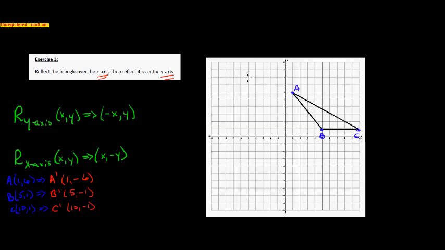Alright, so I jump over here and reflect those and graph those. Oops, that's not the right point. What am I doing? Take that off of there. A prime is going to be 1, comma negative 6, which is going to be down here. I'm reflecting over the x-axis, not the y-axis. Okay, so that's A prime. And B prime is going to be 5, negative 1, which is right here. Okay, and C prime is 10, negative 1, which is right there.